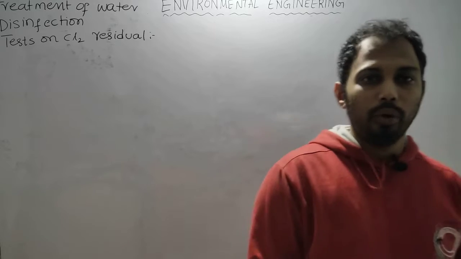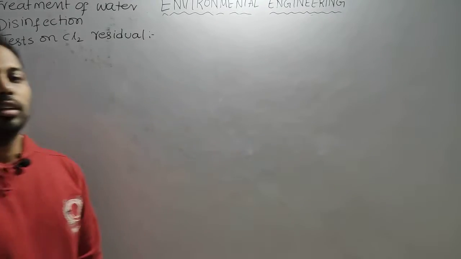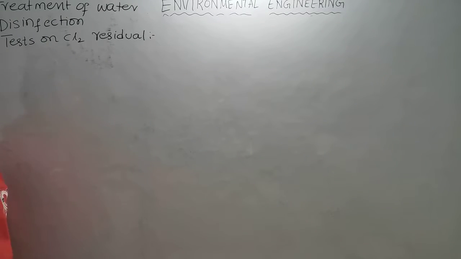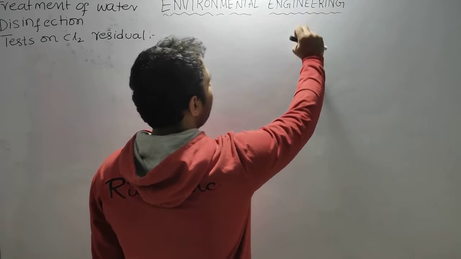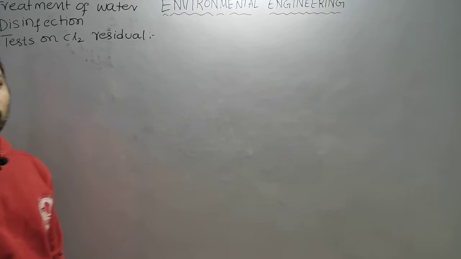In the previous session, we were discussing how to find the chlorine residual present inside the water. We have discussed the orthotoluidine test, the orthotoluidine arsenate test, and the starch iodide test. In this session, we are discussing the rest of the methods by which we can find the chlorine residual. The next test is the chlorotex test. We use chlorotex in this test.